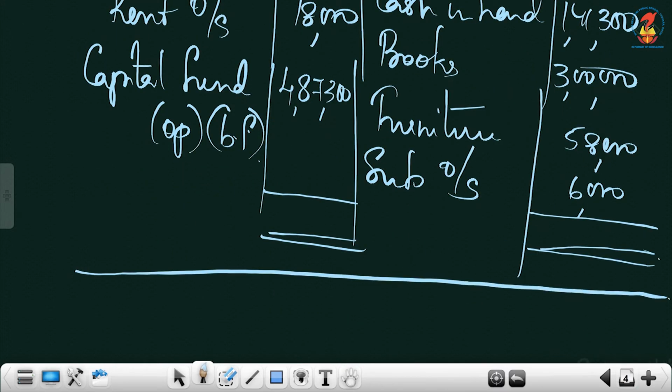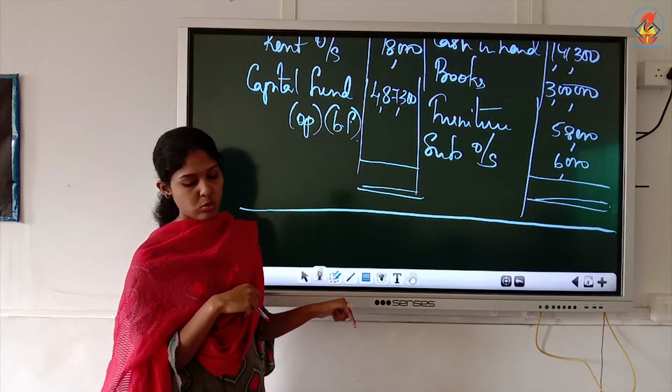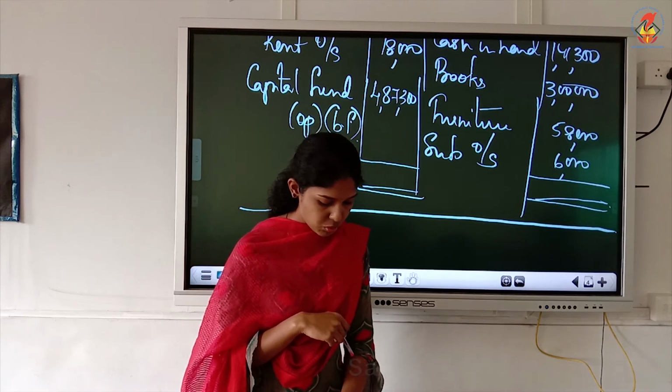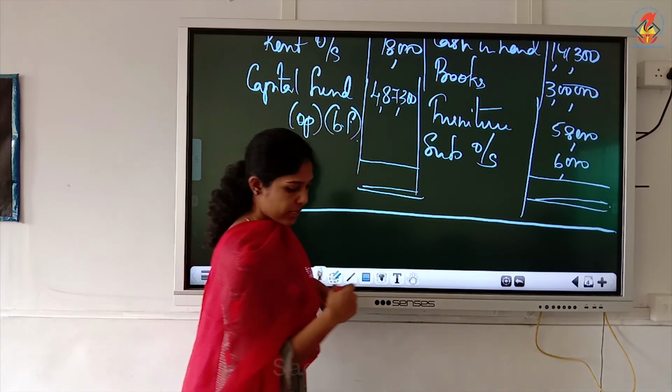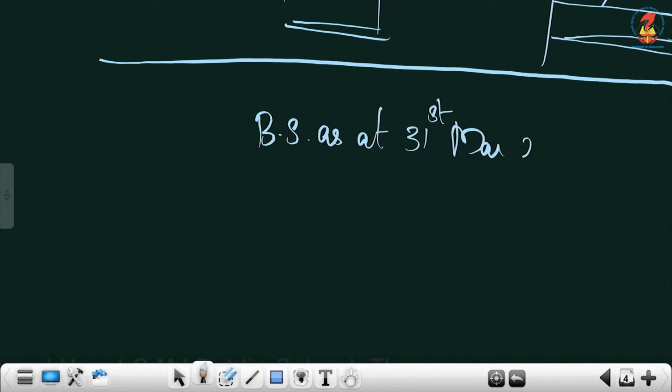Now the opening balance sheet is over. With this figure you have to start with the closing balance sheet. The date is 31st March 2020. So we will start the closing balance sheet now. Balance sheet as at 31st March 2020.